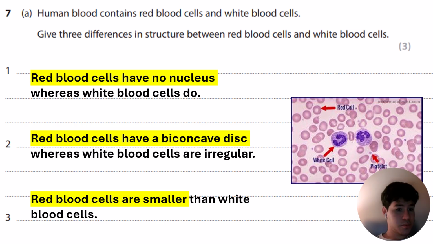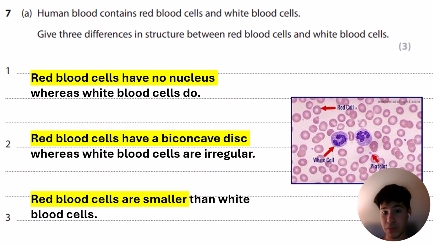So, the second point is red blood cells have a biconcave shape. So a red blood cell will be a disc. However, in the middle, it will be pushed inwards like this. Almost like a donut with something in the middle.